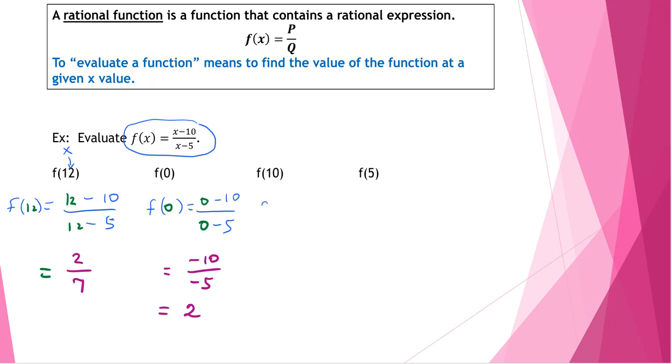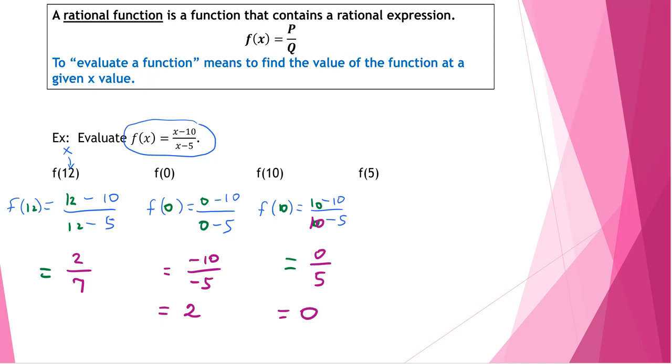For f of 10, they want us to use our function again, but this time they want us to plug in 10. So we can do that. We'll say 10 gets plugged in wherever x is. And then notice that we get 0 on top. This is a 10 right here. Kind of looks weird. 5 on the bottom. 0 divided by 5 is 0.